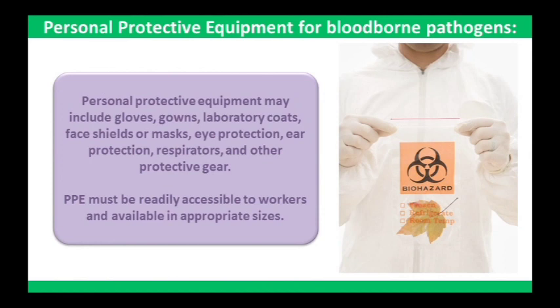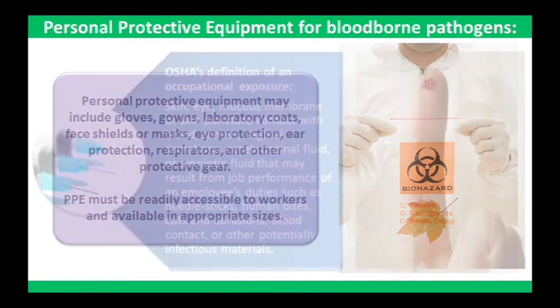For example, gloves may be the only PPE needed for a laboratory technician who is drawing blood. However, a pathologist conducting an autopsy would need much more protective clothing because of the different types of exposure, such as splashes and the increased amount of blood that is encountered. PPE must be readily accessible to workers and available in appropriate sizes.